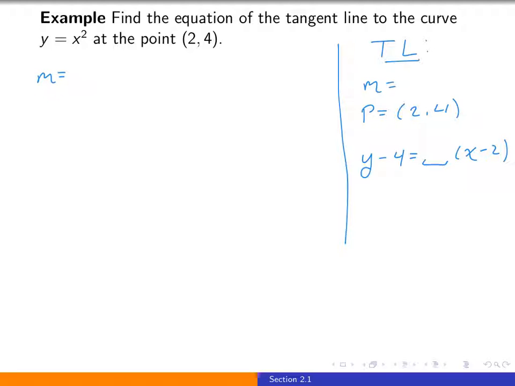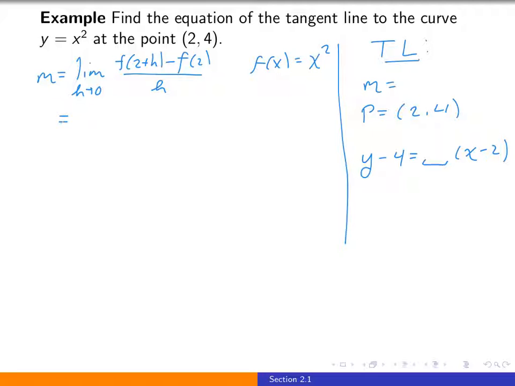So let's go ahead and find the slope of this tangent line. Since it's at the point 2 comma 4, the slope as we've defined it on the previous slide is the limit as h approaches 0 of f of 2 plus h minus f of 2, all divided by h, where in this problem f of x is equal to x squared.